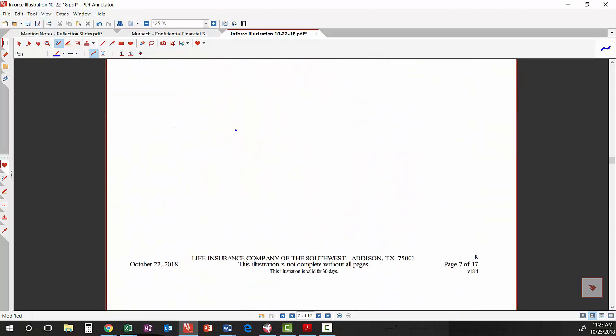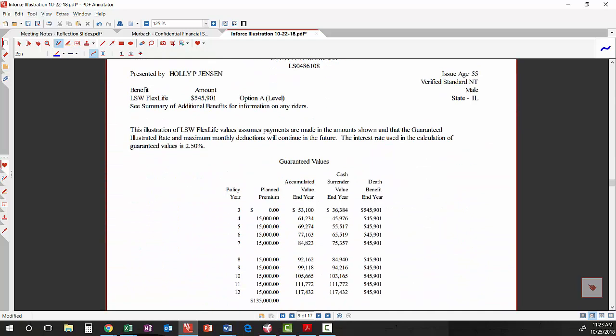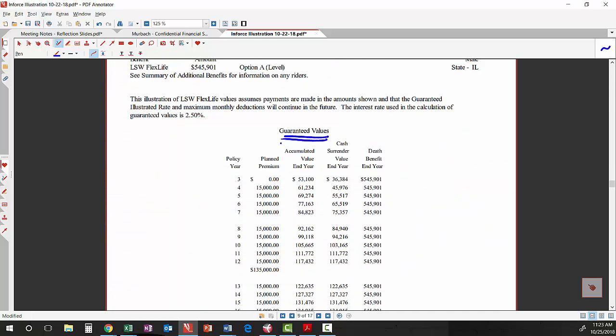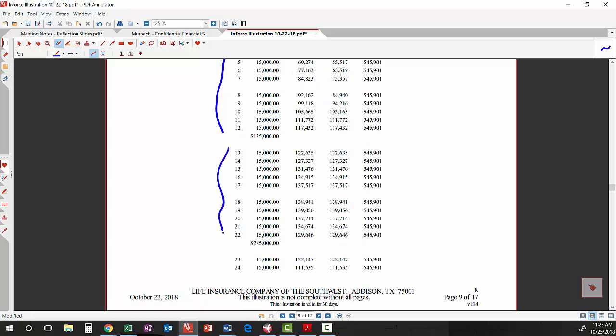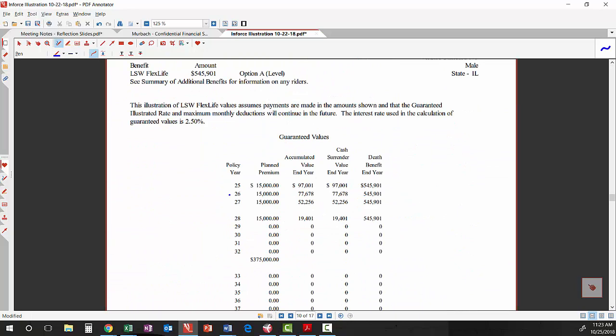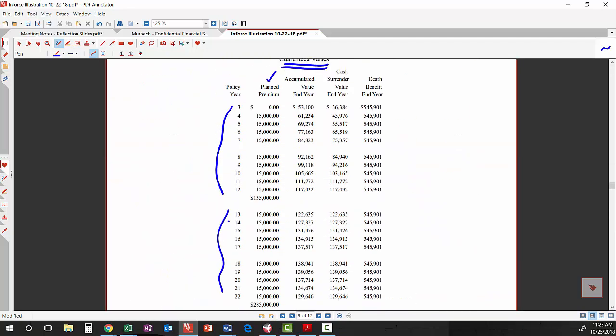Okay, and so if we come down here to the guaranteed section, scrolling, if we come down to these guaranteed values, you're going to notice a few things. First off, with your planned premium, this policy assumes that premium is going to continue to be paid, right? Well, that's not what we're after. We don't want to fund a policy. We don't want a $15,000 outlay at year 9, right?